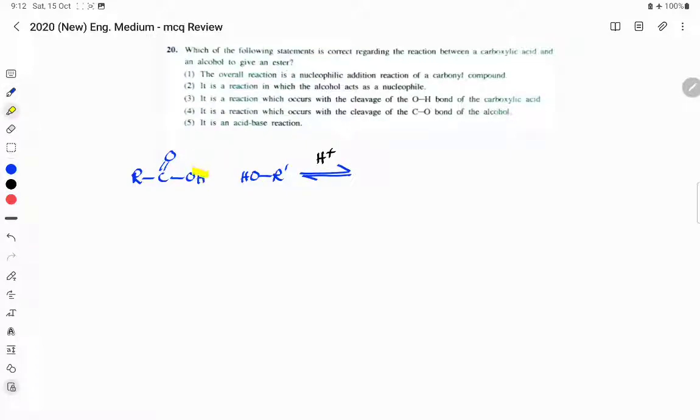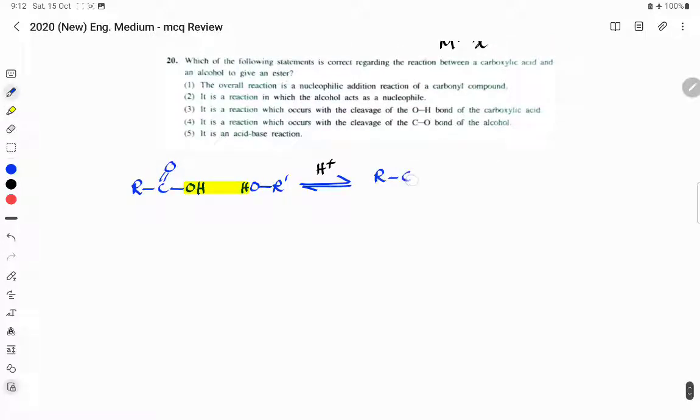Now the OH group from the carboxylic acid and the hydrogen atom from the alcohol will react with each other to form a water molecule. Hence we will get the ester bond. This is the ester bond. Now let's look at the mechanism. To understand the mechanism very well, let's mark this oxygen as a radioactive oxygen. It's in red color.